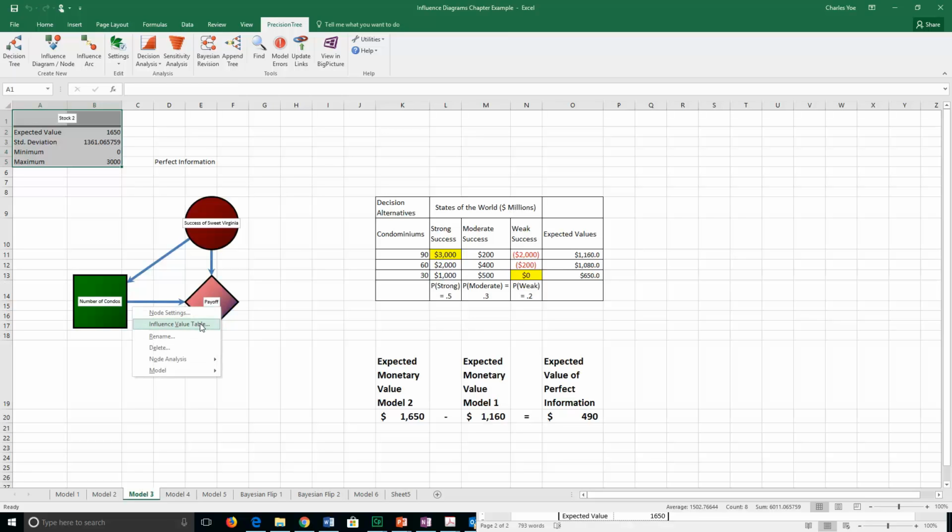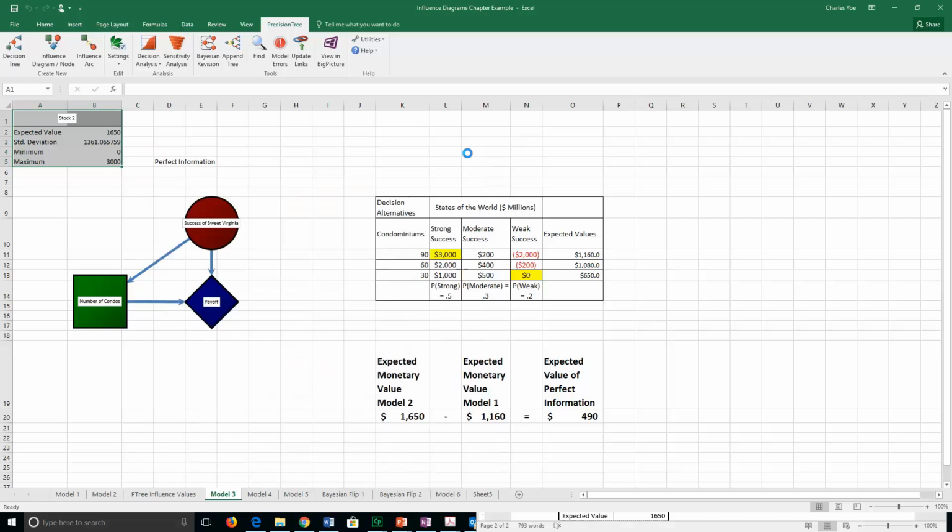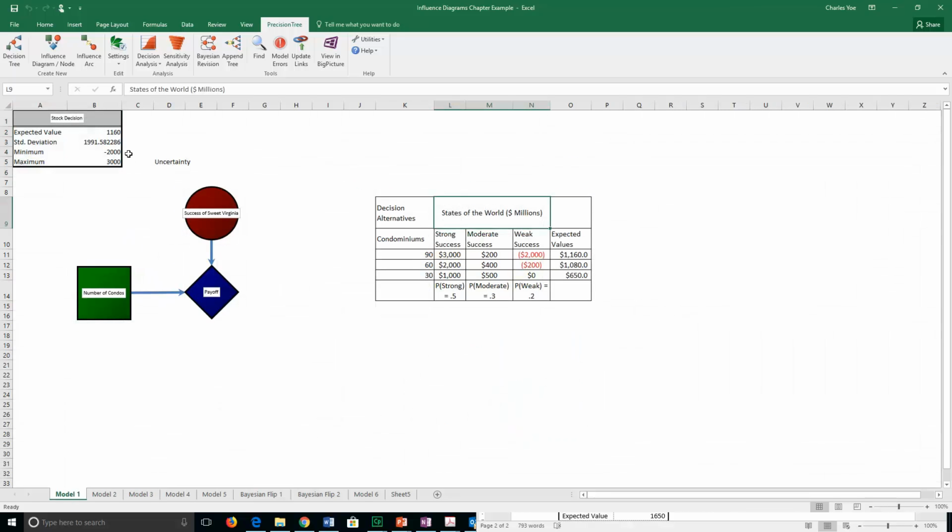Notice the format of the payoff information is arranged differently now. Notice that the expected value of the project with perfect information is $1,650. Notice also that the minimum is different when we can choose with perfect knowledge of the outcome. Here the minimum is 0, and with uncertain information the minimum is minus 2,000.